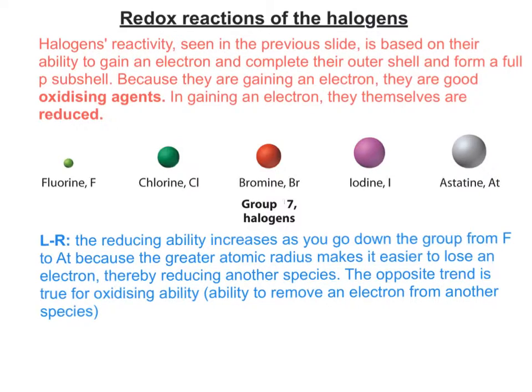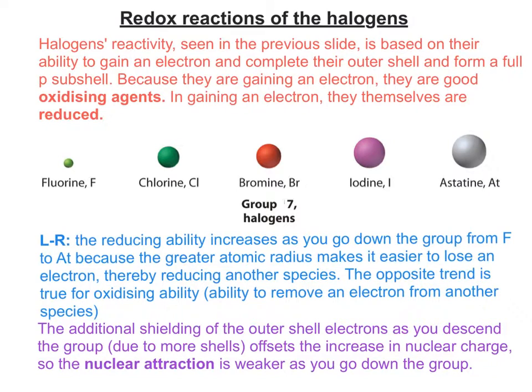Obviously this is down to shielding and lowering of the nuclear attraction. In spite of the fact that there's more protons in the nucleus as you descend the group, you also get extra electron shells, so therefore the extra shielding offsets the larger proton number. So if you take anything from this screen, just have a note down the fact that as you descend the group, the reducing ability increases, but as you descend the group, the oxidizing ability decreases, and the reason for both of these trends is in purple at the bottom.